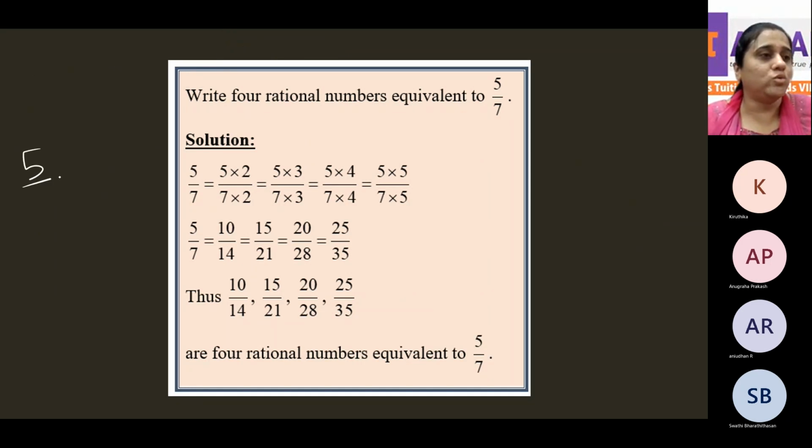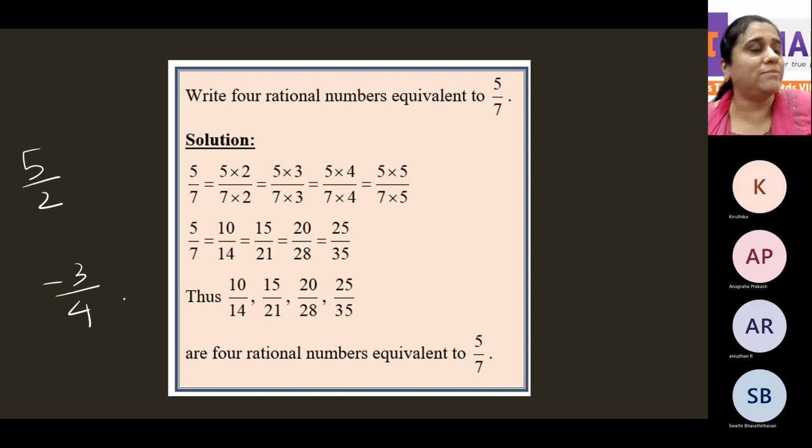Now 5/2 is a rational number because integer by integer, but it's not a natural number. 5/2 is a rational number, but it's not a whole number. 5/2 is a rational number, but it's not an integer. The other way is not true. -3/4 is a rational number because integer by integer, but it's not a natural number. It is not a whole number. It is not an integer.